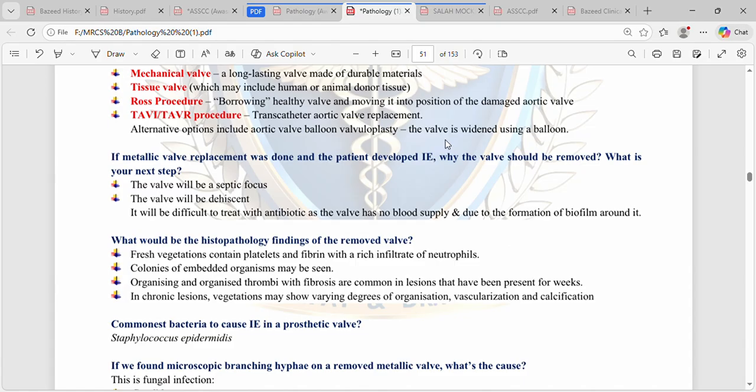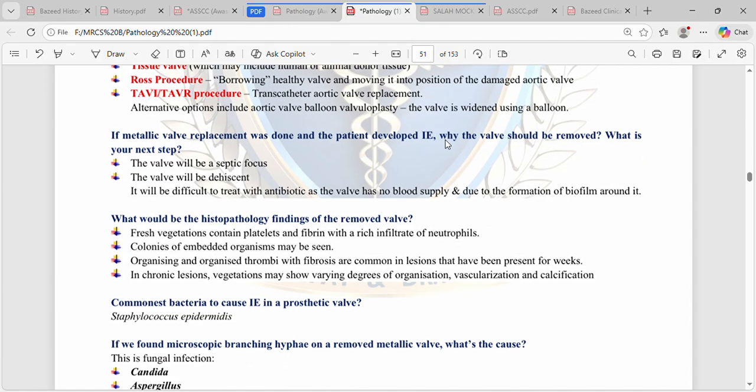What would be the histopathology findings of the removed valve? So the removed valve will have fresh vegetations, containing platelets and fibrin with a rich infiltrate of neutrophils. Colonies of embedded organisms may be seen. Organizing and organized thrombi with fibrosis are common in lesions that have been present for weeks. And in chronic lesions, vegetations may show varying degrees of organization, vascularization, and calcification. The commonest bacteria to cause infective endocarditis in a prosthetic valve is Staphylococcus epidermidis.